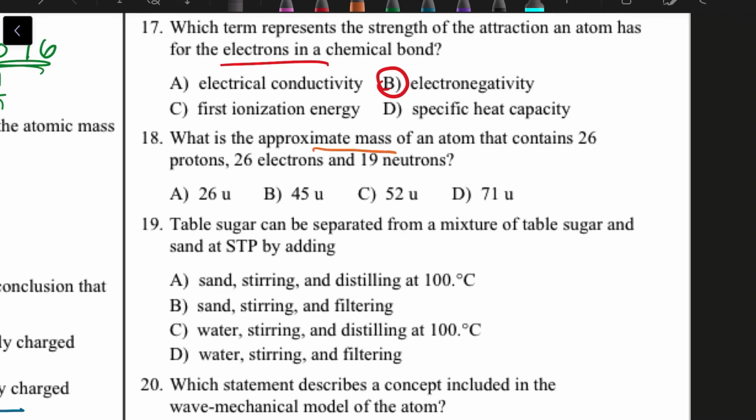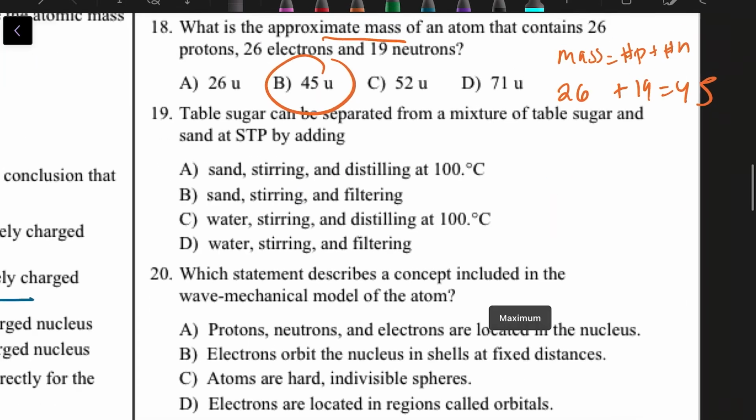Okay, moving forward, number 18, what is the approximate mass of an atom that contains 26 protons, 26 electrons, 19 neutrons? If we're talking about mass, we're talking about protons plus number of neutrons, so 26 plus 19 gives you 45.